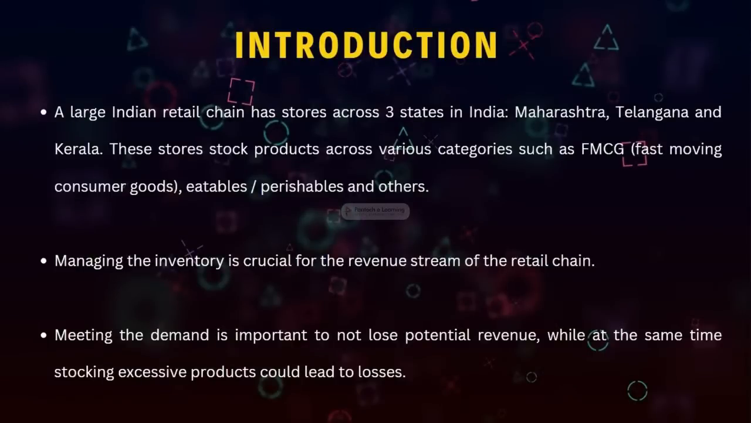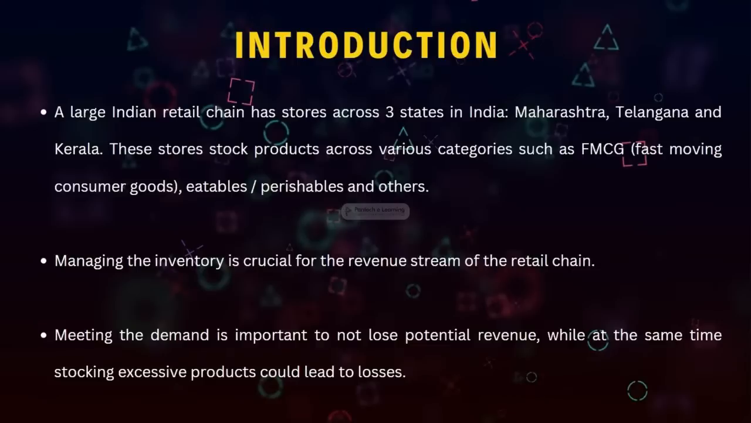Talking about the introduction, a large Indian retail chain, for example, you could consider something like a Mart. A lot of marts are available, right? Reliance and others have their stores in different places of India. Like that, there is a large Indian retail chain with stores across 3 states, particularly Maharashtra, Telangana and Kerala. These stores stock products across various categories such as FMCG, which is fast moving consumer goods, eatables, perishable ones and others. So we are going to predict the sale of these things.